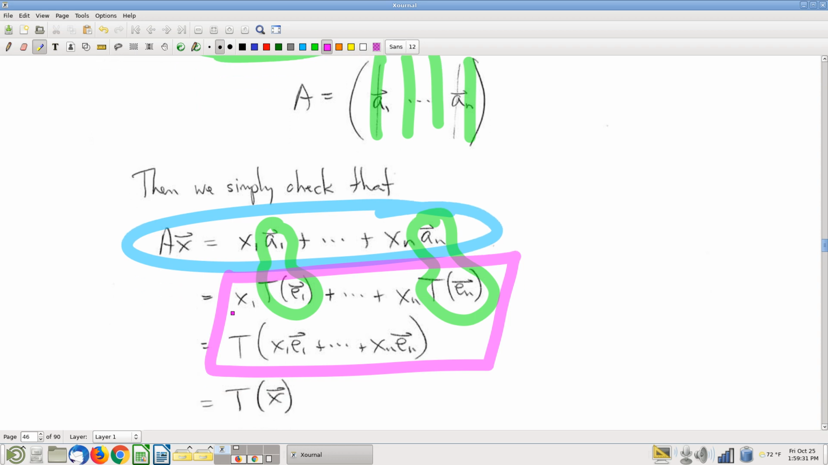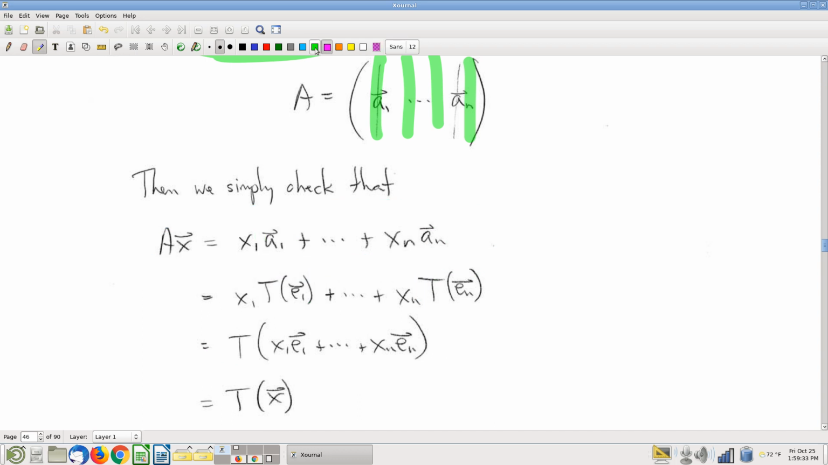And then just notice what we've got here. This thing, this linear combination of standard basis vectors, that is our original x vector. And that's how you write x as a linear combination of standard basis vectors. And so everything just kind of comes together. And it just works. And so this matrix does indeed produce that linear transformation. Okay, so this is an important theorem, but also an important proof.